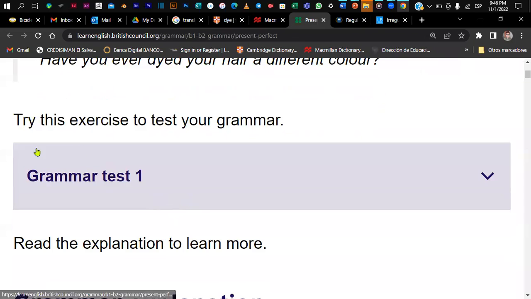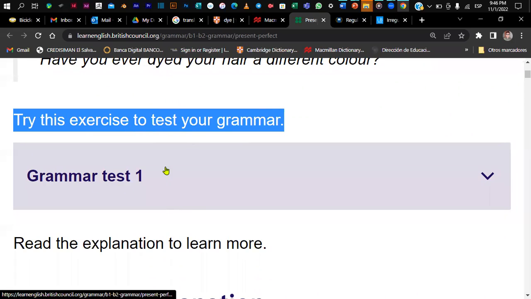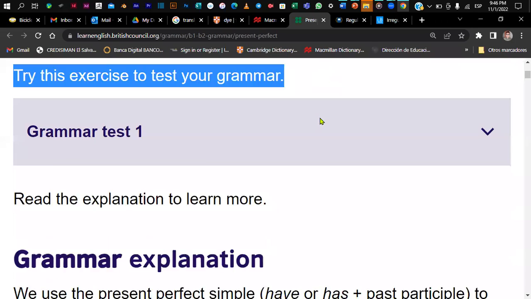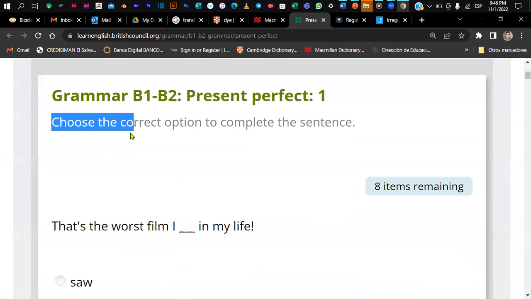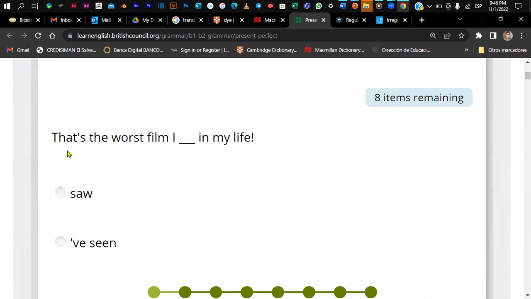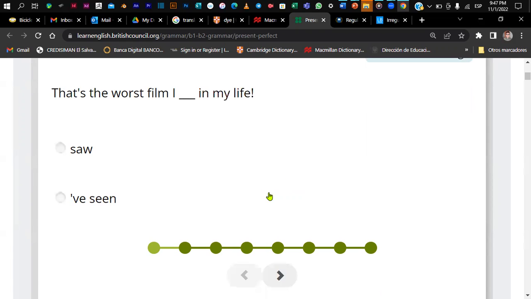The activity. Try this exercise to test your grammar. Grammar test. Choose the correct option to complete the sentence. Remember, scan what you see, what you read. The words, film, in my life. But which is the part to complete the sentence? I saw in my life.